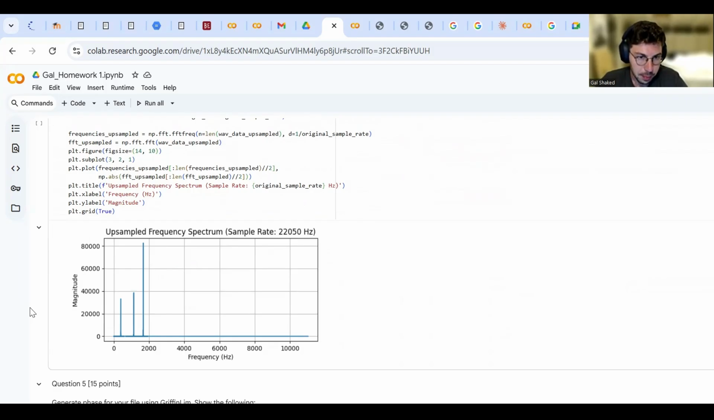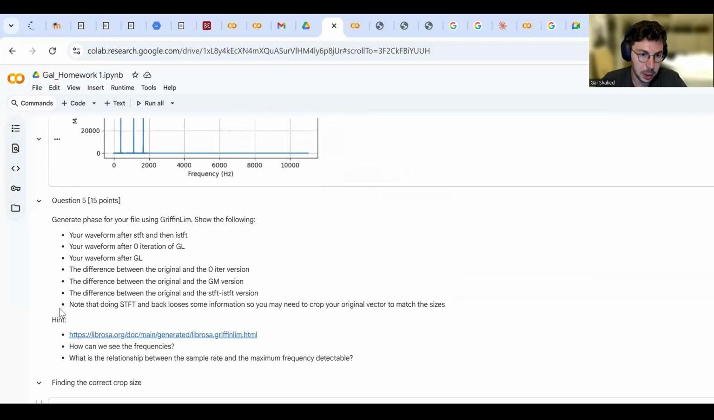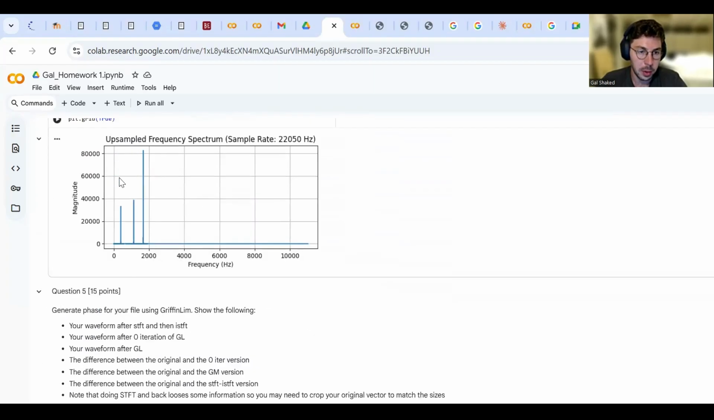and upsampling again to the original sample rate cannot help us recover from this loss of information. So we end up with around 2000 hertz as the highest frequency in the upsampled waveform.